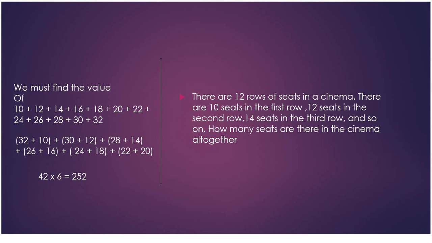So we only have to add the first number in our number sequence to the last number and multiply by half of as many numbers as we have. Here it is 12, so 12 divided by 2 is 6. So first number plus last number becomes 42, multiply by 6, and we get the answer.